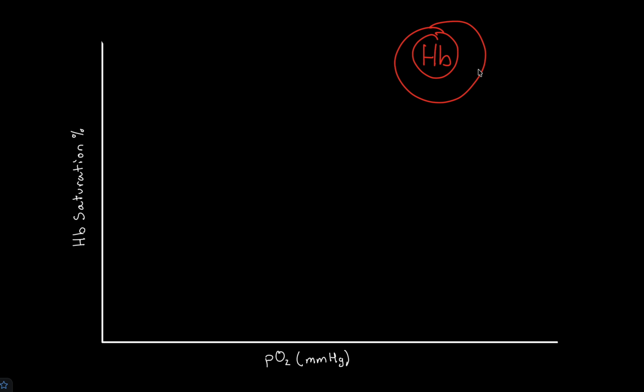So we'll just have hemoglobin right here. Let's just say this is our red blood cell, and this is where O2 binding occurs. Obviously, our red blood cells need to be able to bind oxygen and transport it around our body, and we have this protein hemoglobin to help us do that. So that is the function of hemoglobin.